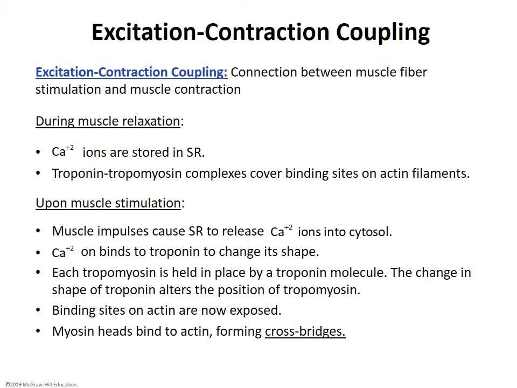Now, we're going to look at how this works, but we have to remember what the anatomy was of the actin and myosin. Remember, actin has the binding sites on it. The binding sites are covered by tropomyosin. The tropomyosin is held in place by troponin. So this is where we're going to look at how this happens.